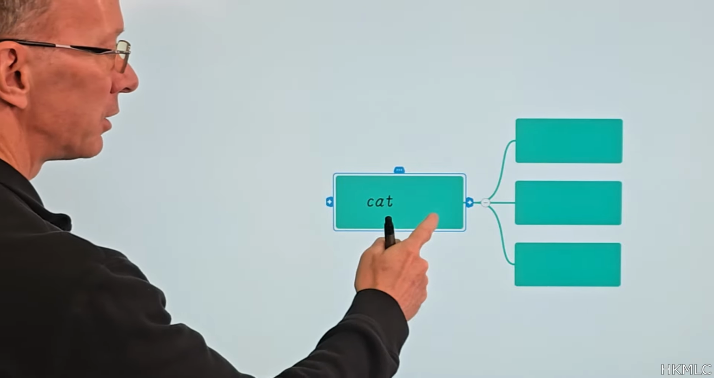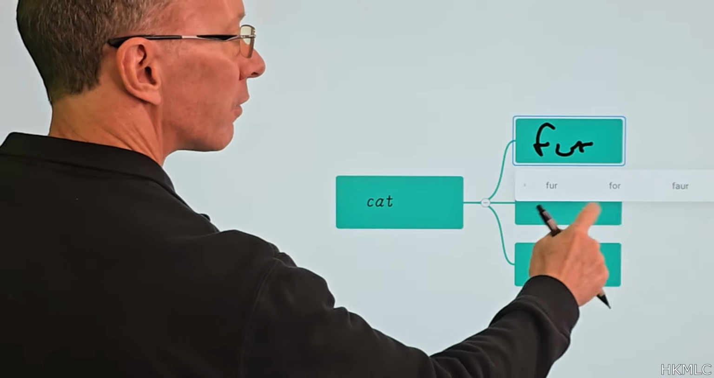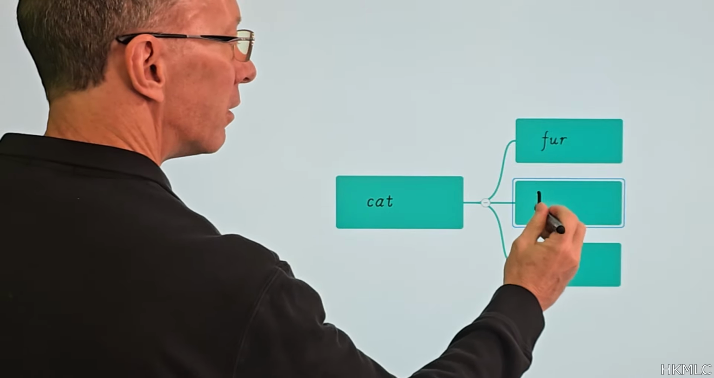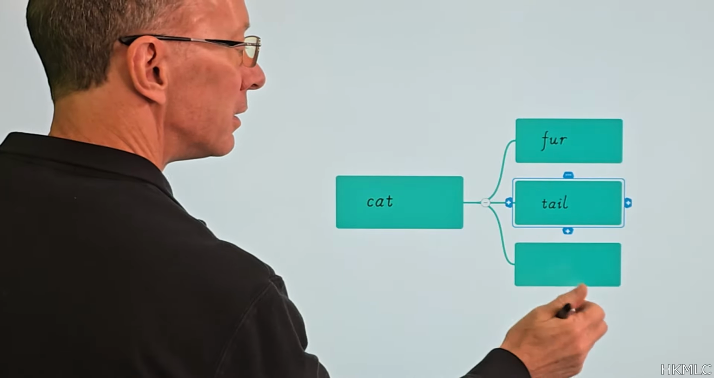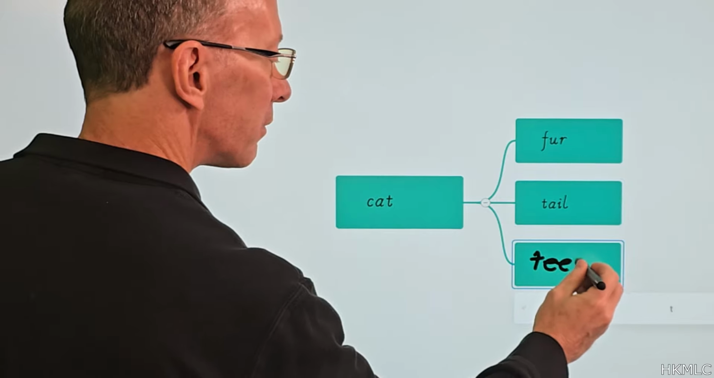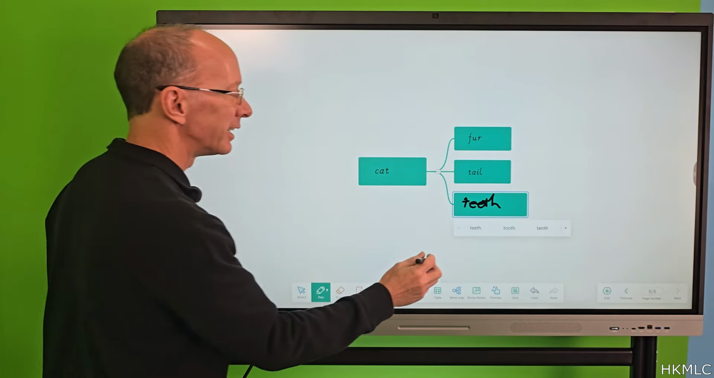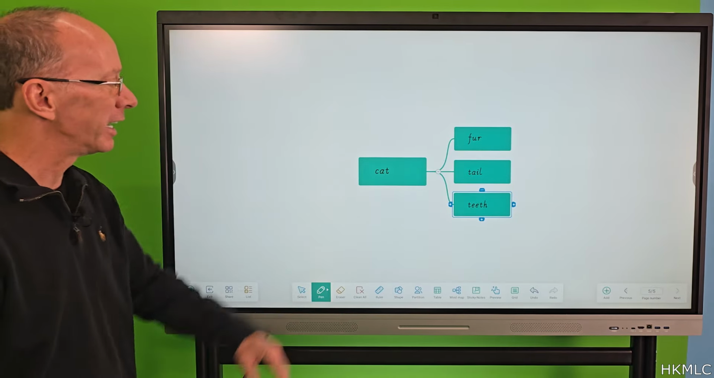And so let's say I want to say, okay, a cat has fur, tail, and let me see here, we'll just say teeth. You're putting me on the spot today. All right. And so different characteristics of a cat.